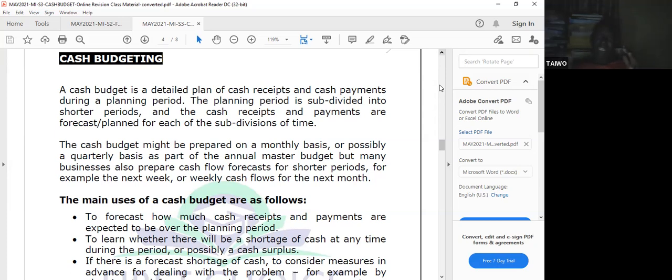It's just talking about how you receive cash and how you pay cash out. At what point are you going to be breaking even? At what point are you having excess in your hand? At what point are you having shortage in your hand? What's the impact of it on your customers? All these are the content you need to look at under cash budgeting.